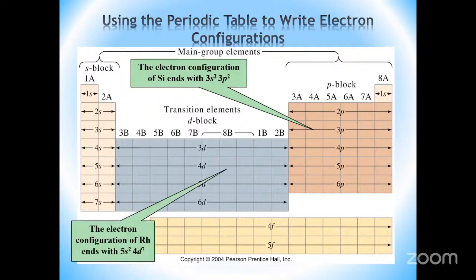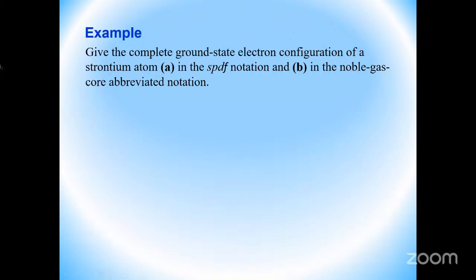Okay, so this question is asking for you to determine the ground state configuration of strontium, the formula of which is Sr, in both the spdf notation and the noble gas abbreviated notation, right? So again, I'm going to need your help. What's the atomic number of strontium?